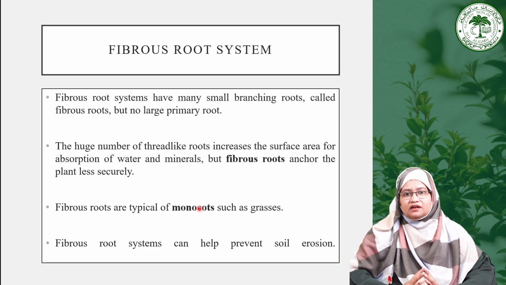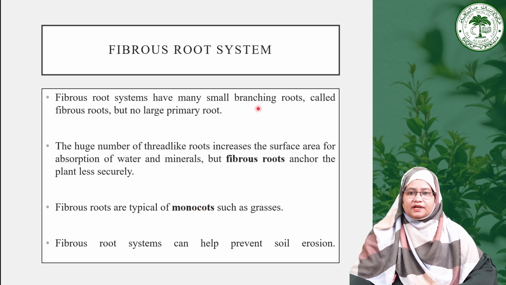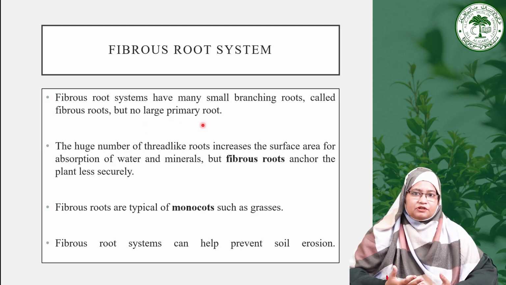Now, moving towards the fibrous root system. The fibrous root system has small branching roots called fibrous roots, but there is no large primary root present. As I have told you, there is no differentiation between the primary and secondary.